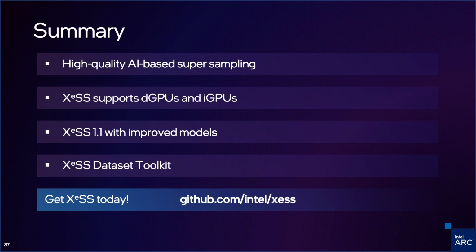If you would like to improve XeSS image quality with your particular game title, the upcoming XeSS Dataset Toolkit will allow you to create a game-derived training dataset. XeSS 1.1 will be available later this month. Check github.com/intel/XeSS for the latest SDK.